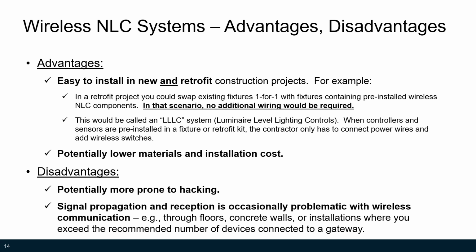So signal propagation can potentially be problematic with wireless communication, in particular through things like floors or concrete walls, or even just through drywall partitions. And a final note is try not to exceed the recommended number of devices that get connected to a gateway, because the manufacturers have those recommended limits for a reason.